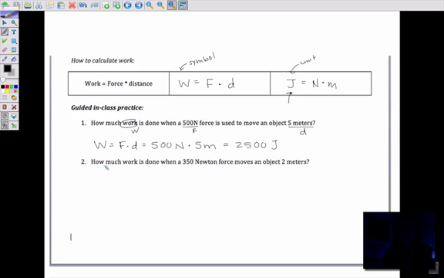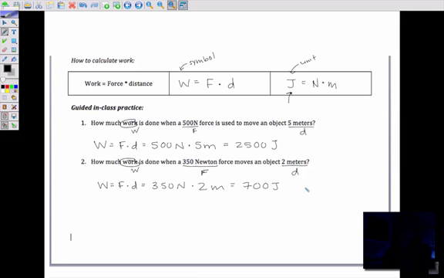Our second problem asks how much work, so we're looking for work again, is done when a 350 Newton force, okay, so that's a force, moves an object 2 meters, and meters is our unit of distance. Again, we're going to do all of the steps. So work is equal to force times distance, where we have a 350 Newton force times the distance of 2 meters, means that we did 700 joules of work.